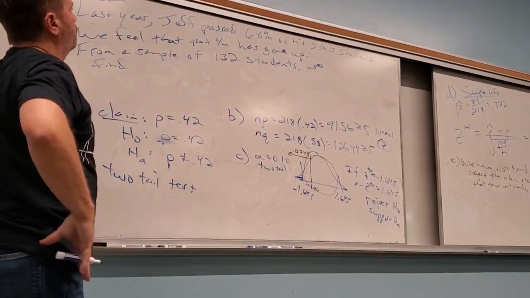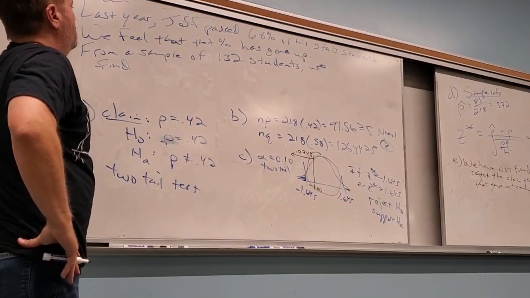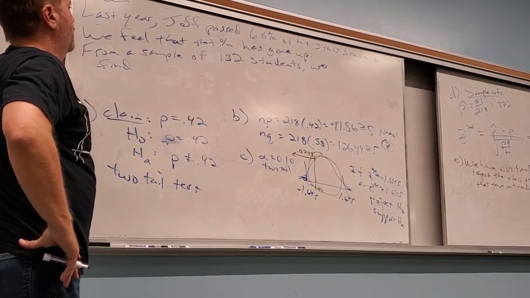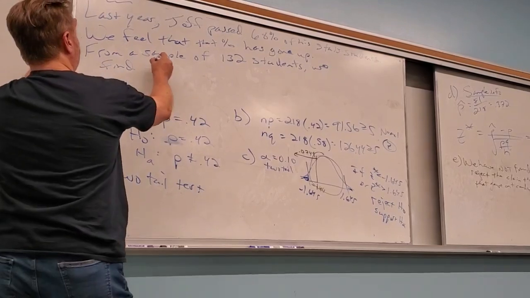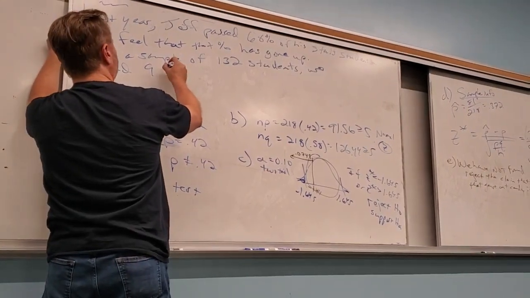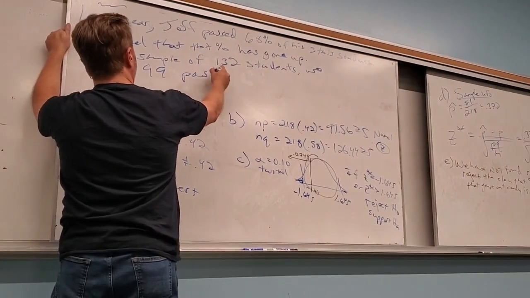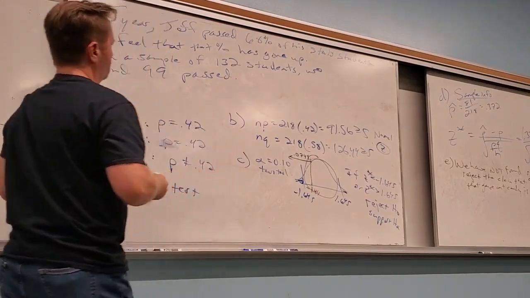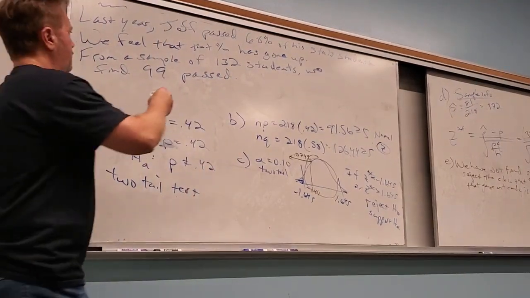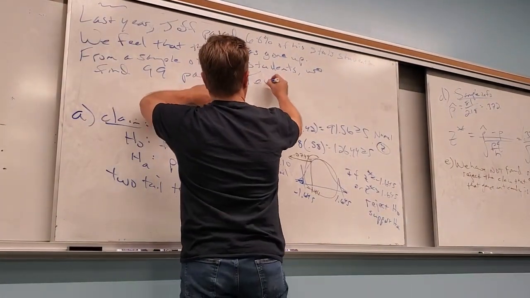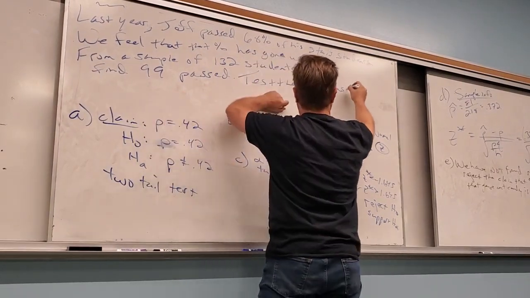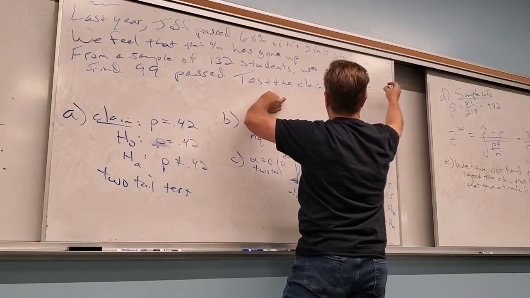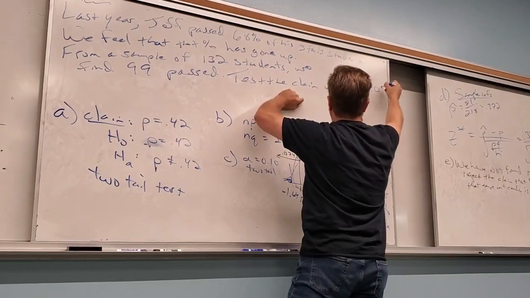what, Jeff? I don't know. Be quiet. 99. Test the claim using alpha equal to 0.01.